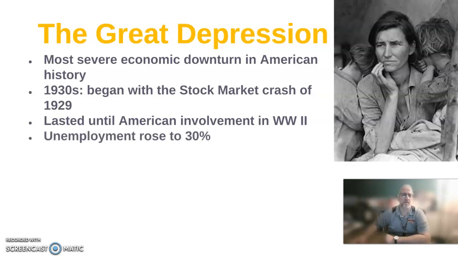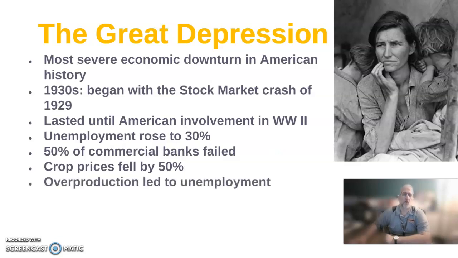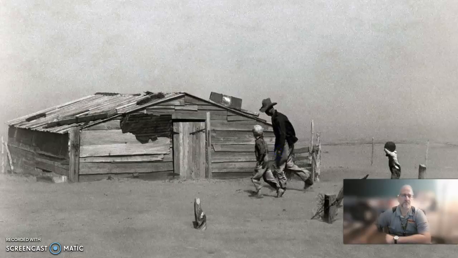During this time, the unemployment rate rose to 30%. 50% of commercial banks failed. Crop prices fell by 50%. Basically what that meant is, if you were selling stuff for $10, now it was only worth $5. Overproduction led to that unemployment. Hunger, despair, poverty, and homelessness. Millions of Americans had their lives destroyed as a result of the stock market crash and the resulting Great Depression.